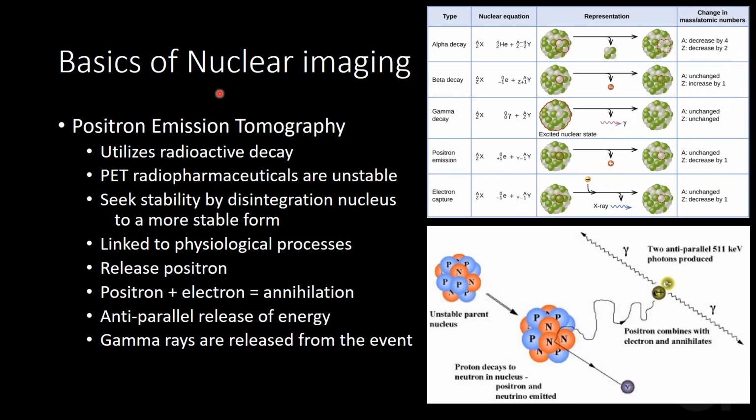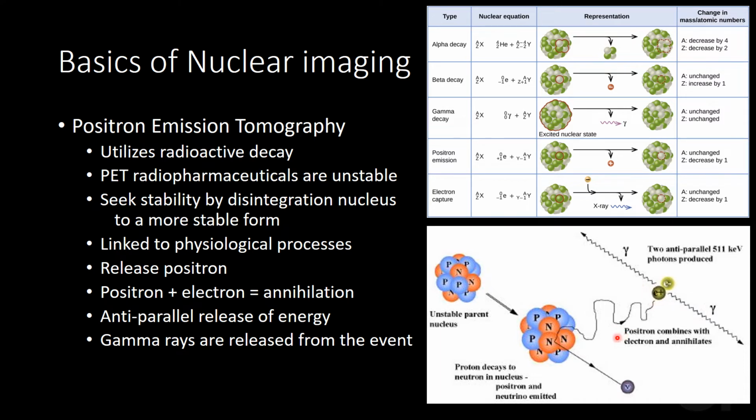So we're going to briefly talk about the basics of nuclear imaging and specifically focus on PET, which represents positron emission tomography. So the main idea behind nuclear imaging is that it utilizes radioactive decay. So this is an example of a chart of various radioactive decays. You might have seen this in a physics or chemistry textbook, and PET specifically utilizes positron emission. So the radiopharmaceuticals such as FDG, which is commonly utilized in PET scans, are unstable, and they tend to seek stability by disintegrating to a more stable form. So therefore, this is going to release a positron right over here and go to a more stable form.